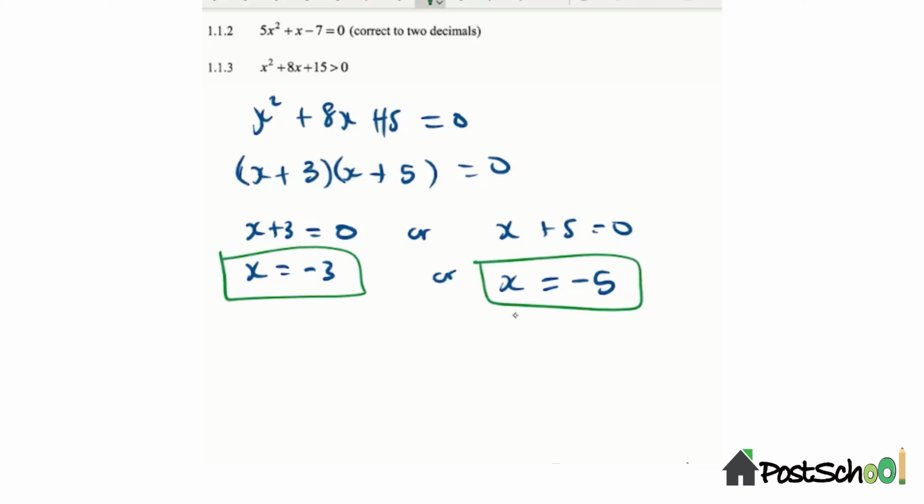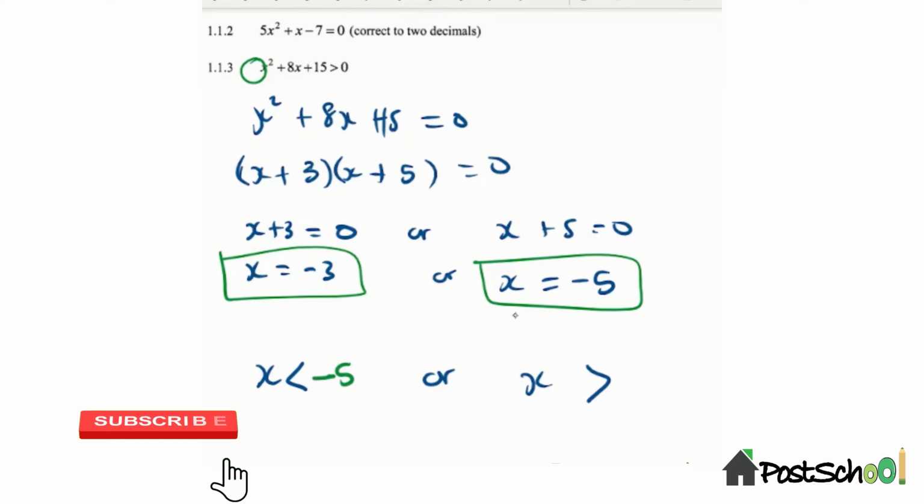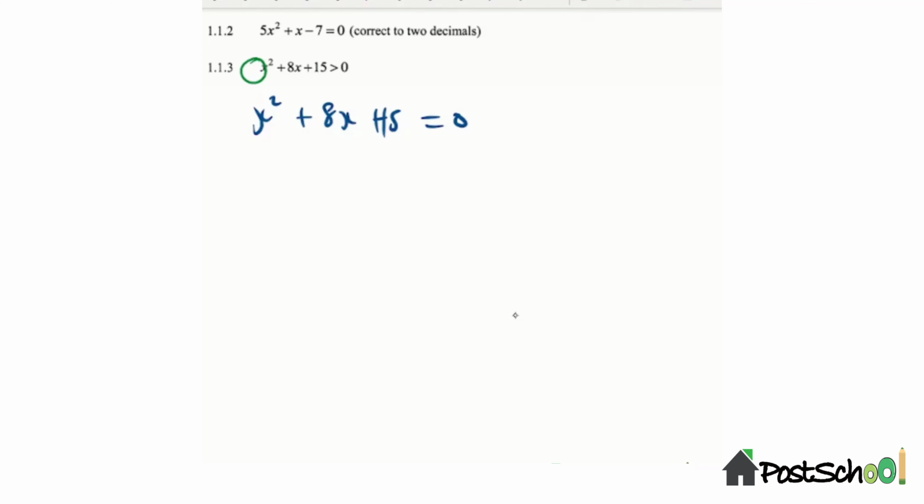Now, since we know that this number is positive, I know that I'll have x less than or x greater than. Then for less than, you just put the smaller number, and then for greater than, you put the larger number, the bigger number, and you're done. That's how you solve this question, without even using a graph, without even using anything, by just knowing that if this number is positive, this is how you do it. If this number was negative, it will be the other way around.